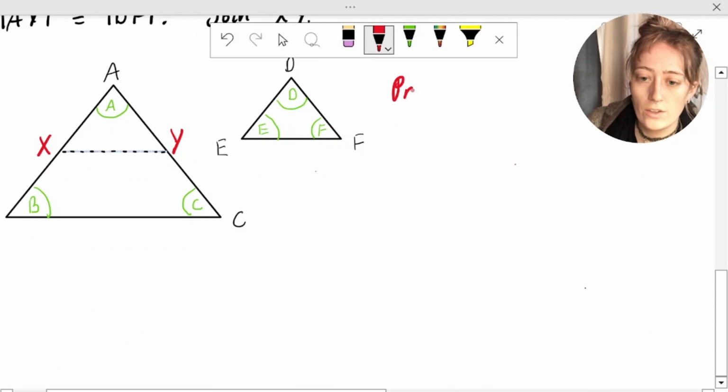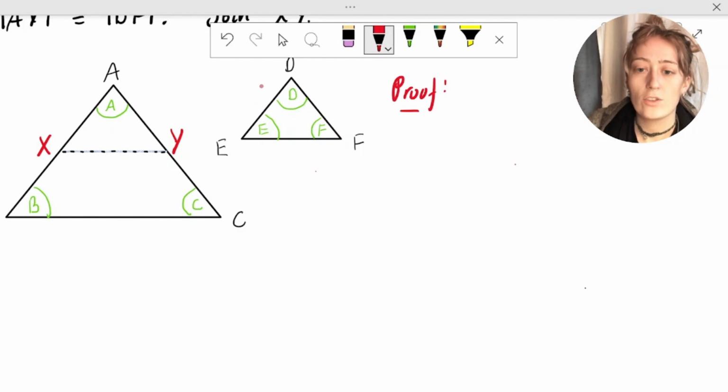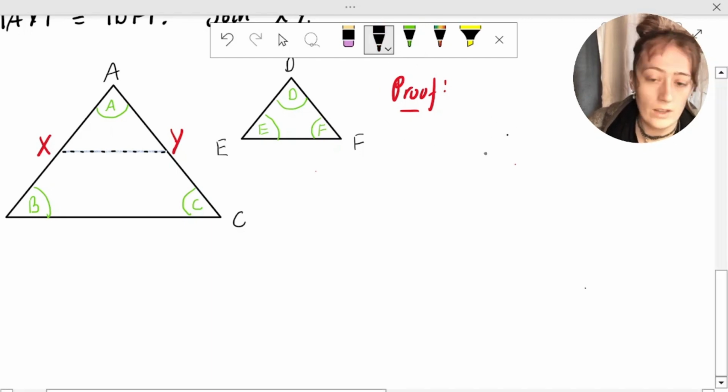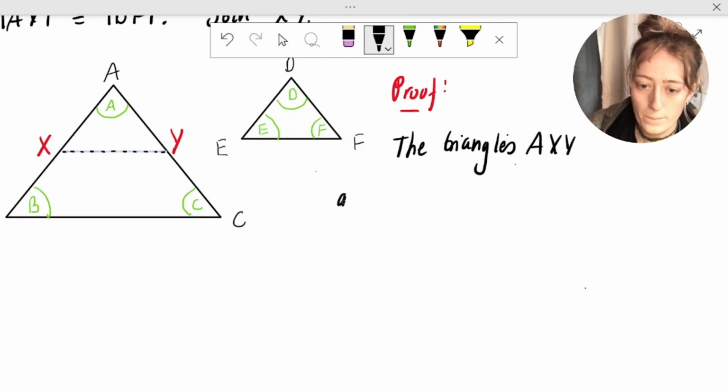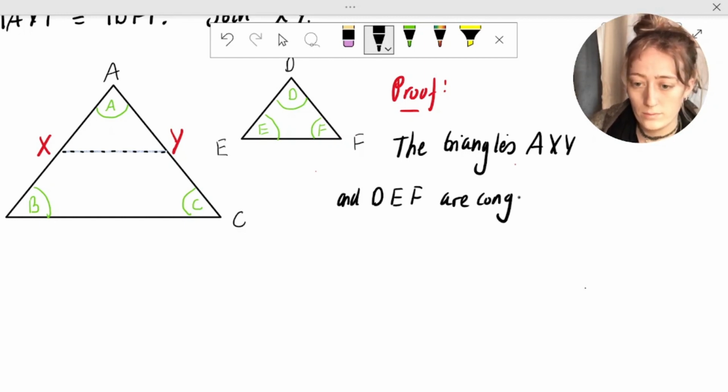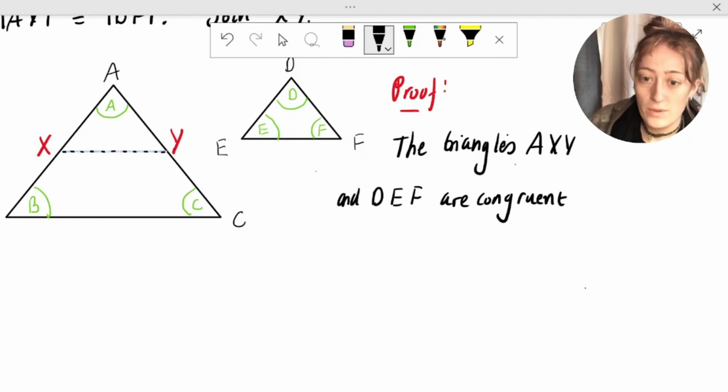Okay. So the first thing to notice, guys, in this proof is that the triangle AXY is congruent to DEF. Congruent is a fancy way of saying identical. Okay? So let's get that much down first. So the triangles AXY and DEF are congruent. And the reasoning I'm going to give for this is simply SAS.